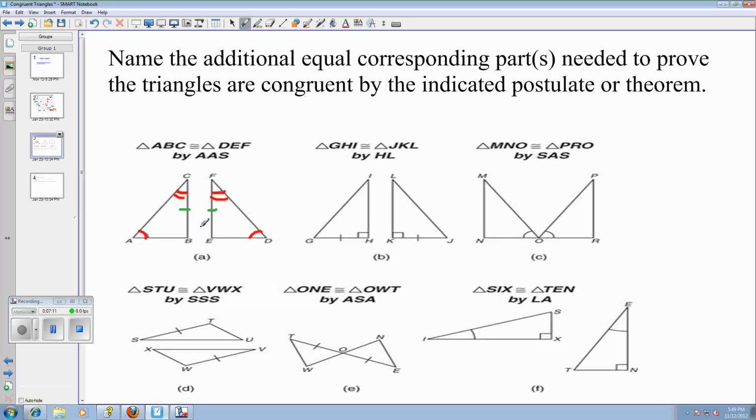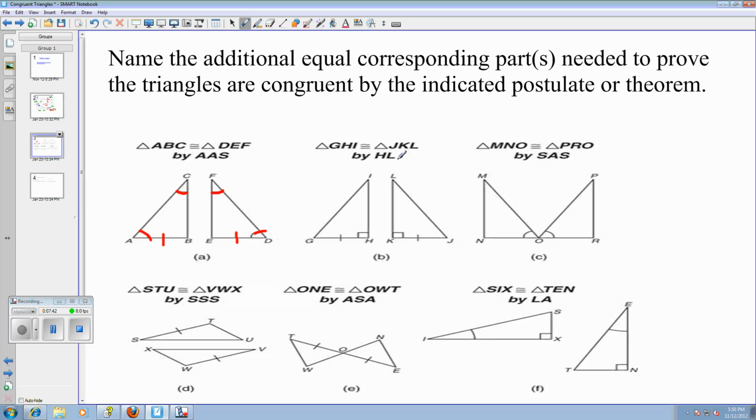You could also say that if you wanted, AB and DE are congruent. So then we come the opposite direction and we say angle, angle, side, angle, angle, side. Okay? So go ahead and try this next one by yourself.